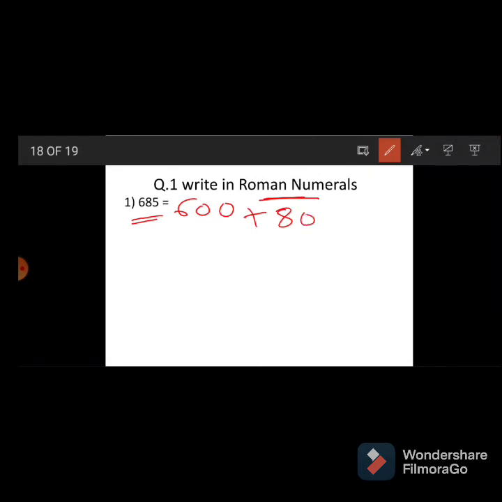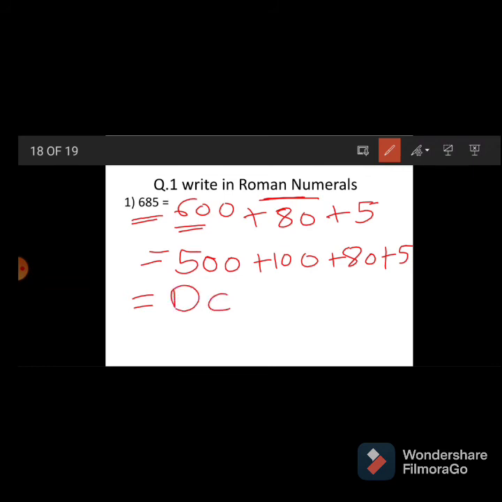600 plus 80 plus 5. But Roman numerals do not have any symbol for 600. Then how to write 600? Again 600 has to be split according to symbols: 500 plus 100 plus 80 plus 5 is equal to 685. 500 is denoted by D, 100 by C, 80 means 50 L and XXX, and 5 means V. DCLXXXV means 685.